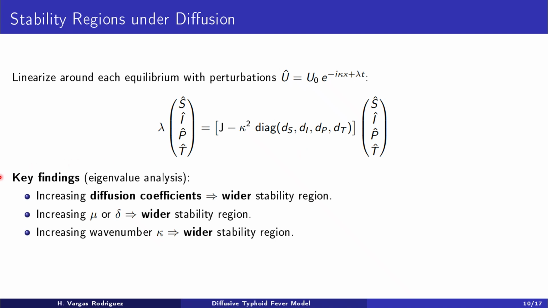The key findings of the eigenvalue analysis are that by increasing diffusion coefficients, we have a wider stability region. Increasing mu or delta, we again have a wider stability region. And increasing the wave number kappa, we still have a wider stability region.